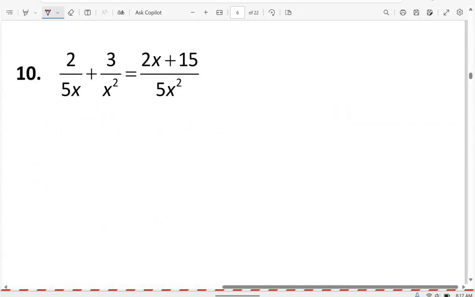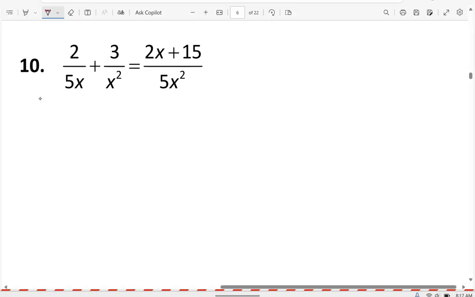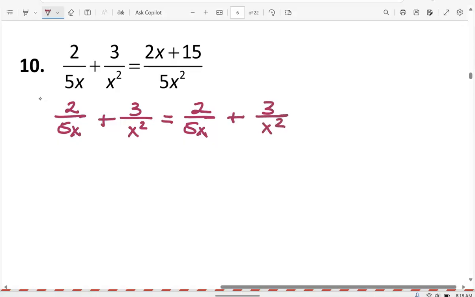All right, in number 10, a similar statement: 2 over 5x plus 3 over x squared is equal to 2x plus 15 over 5x squared. I'm going to start by establishing that the left side of the equation is equal to itself. I'm going to leave the left side of the equation alone, and then transform that right side.